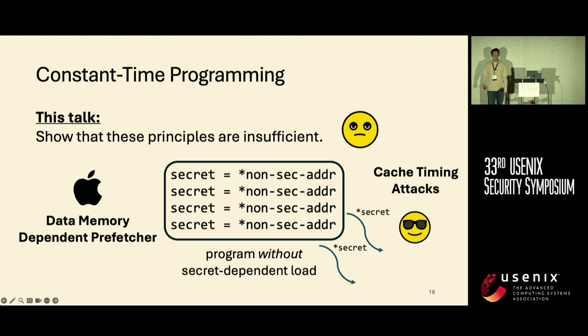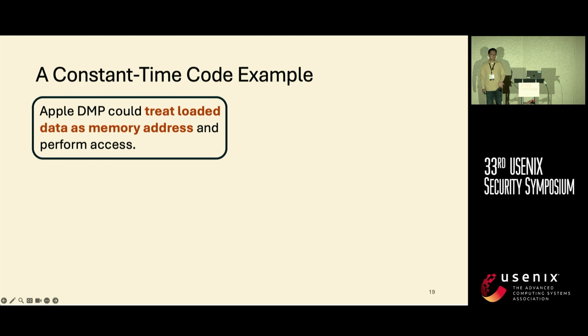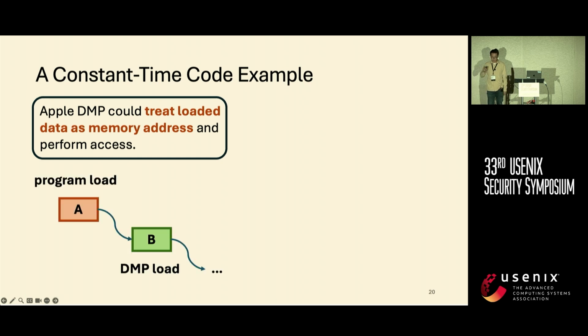The reason is that Apple's DMP can treat any data loaded from memory as an address and perform a memory access to that address. From the performance perspective, this is great because when the program performs a pointer-chasing access pattern, the DMP can detect the pointer values and preload the next target, which helps hide the memory access latency.